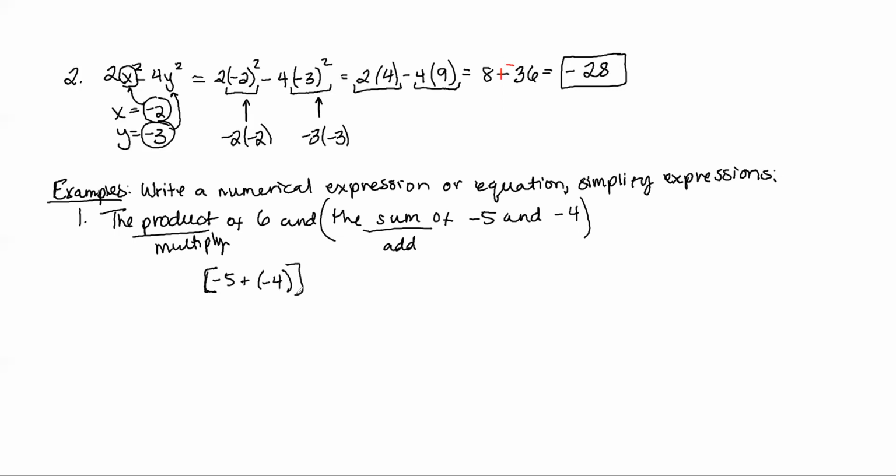And we want the product of this and 6. So let's go ahead and just put that 6 right in front for multiplication. And now they want us to simplify, so let's go ahead and simplify the inside first. We'll leave that 6 outside. -5 plus -4, 2 negatives adding give us another negative, -9. And then if we multiply, we get -54.